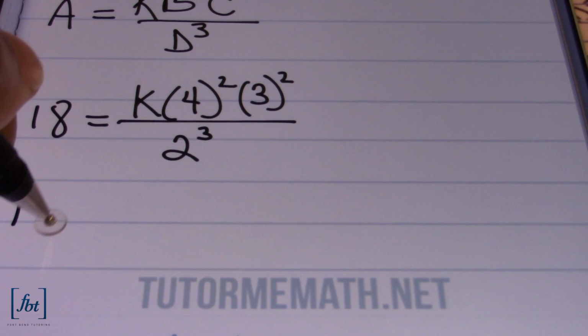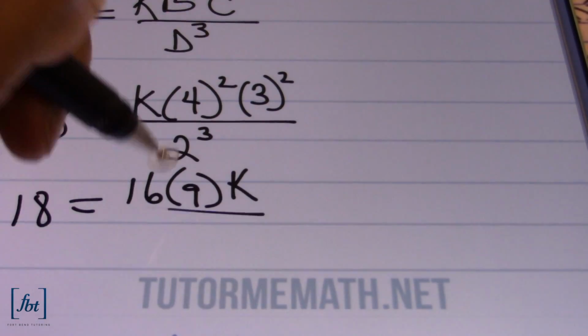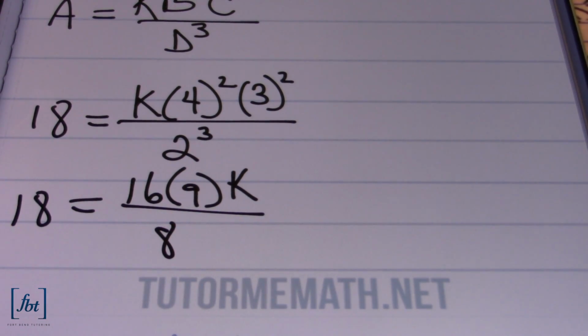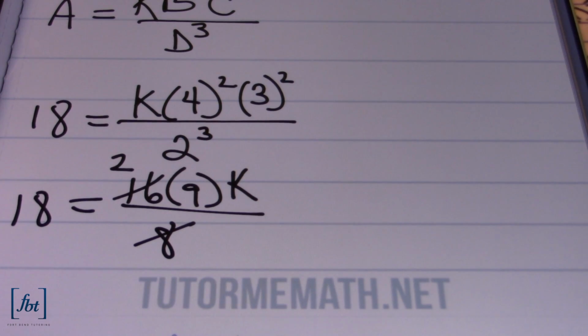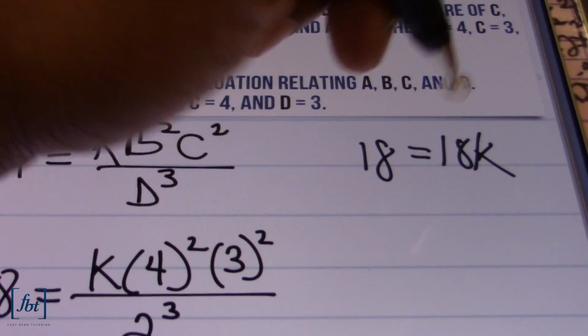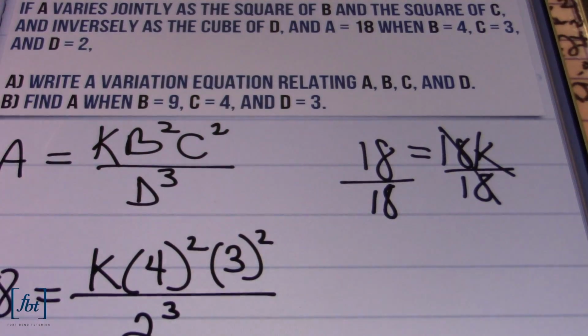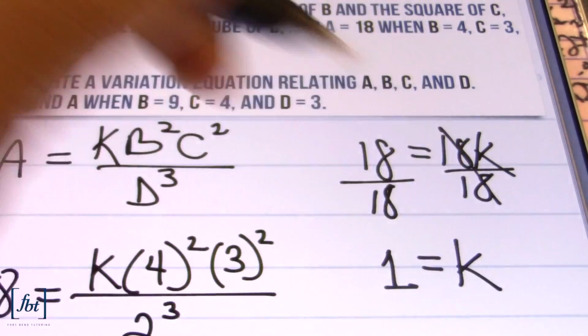So this gives us 18 equals, we know that 4 squared is 16. We know that 3 squared is 9. And this is going to be our variable k here for the constant of variation. That'll be divided by 8. What I'll do from here is go ahead and simplify this, knowing that 8 goes into 16 twice, and then 2 times 9 will give us 18, right? So we can rewrite this as 18 equals 18k. Solving for k, we'll go ahead and divide both sides by 18. And from here, we're able to cancel out those 18s on the right side. We know that 18 divided by 18 is 1. So our answer for k is 1.